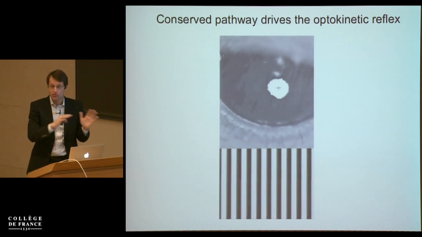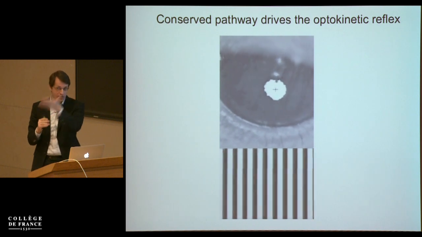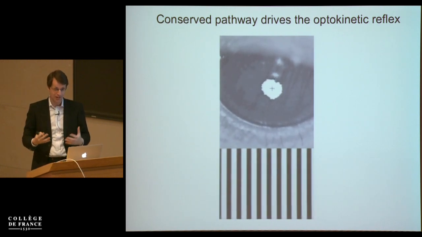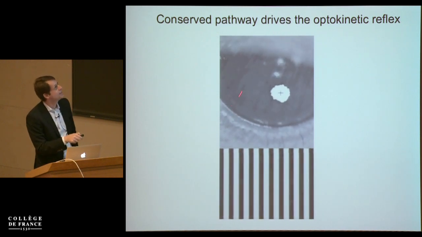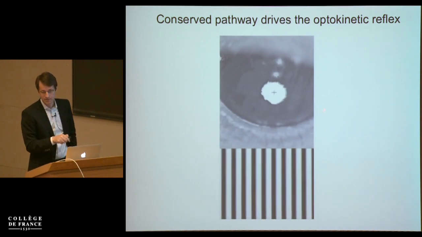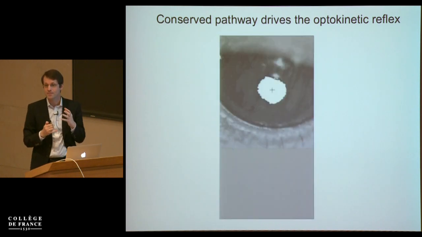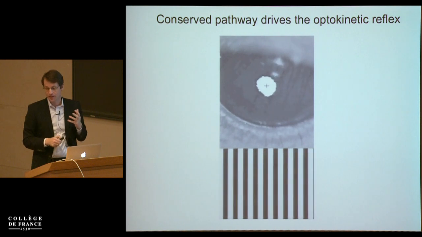If you wouldn't have it, you would have just a big blur because the trees would constantly whip by. So this allows us to have a stable representation of the world around us. This is called the optokinetic reflex. And directional selectivity, which I showed you, this ancient pathway, is mediating this reflex.